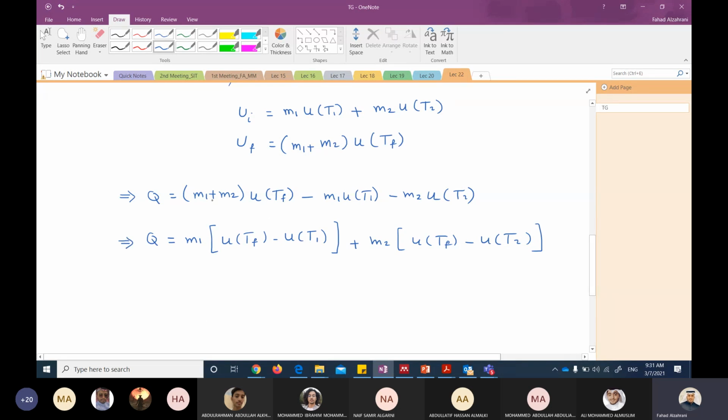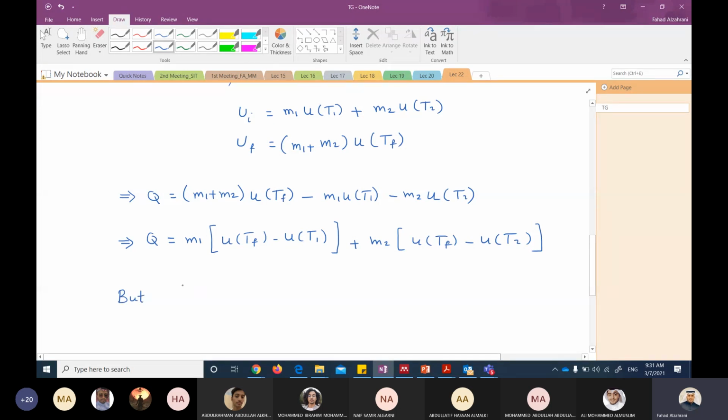This is just opening this: M1 U T final plus M2 times U T final minus M1 U T1 minus M2 U T2. If you take M1 and M2 as common factor, you end up with this form of the equation. Now the question says, using the ideal gas model with constant specific heat.